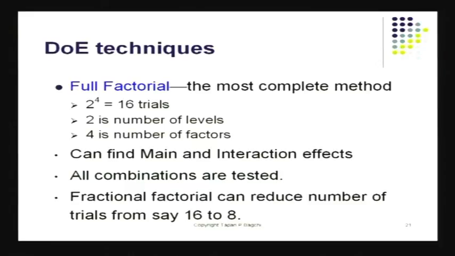And then of course there are many different techniques, and one of the popular techniques for doing experiments is to use the full factorial design. This is the most complete technique. It can find the main effects and also it can find interactions. So both of those things can be found if you use full factorial designs. All combinations of the different treatment levels can be found by doing the full factorial trials.